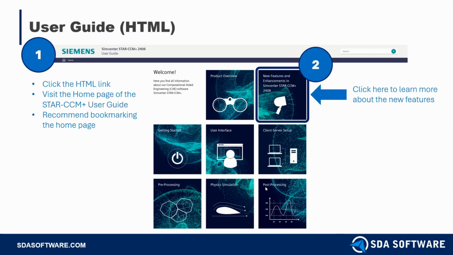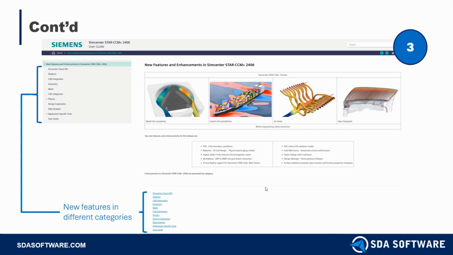Within the home page, you will see there are a lot of boxes. Right here, if we're interested in the new features, we'll spot the box named new features and enhancements in the Simcenter STAR-CCM+ 2406. Clicking on that specific box would bring you to the overview page for the new features in 2406.